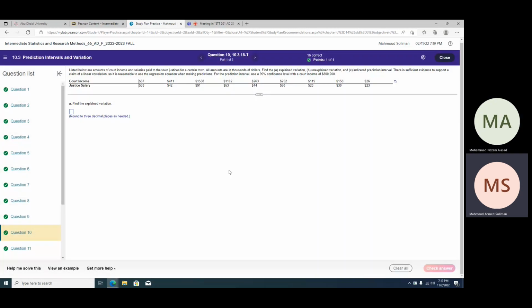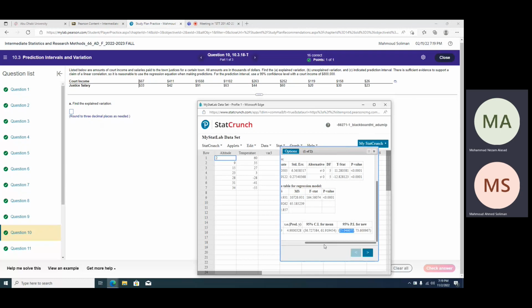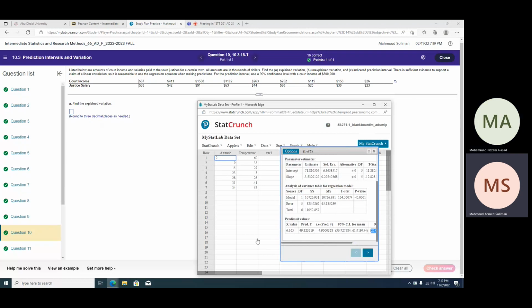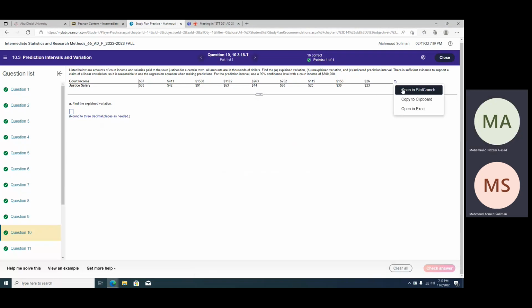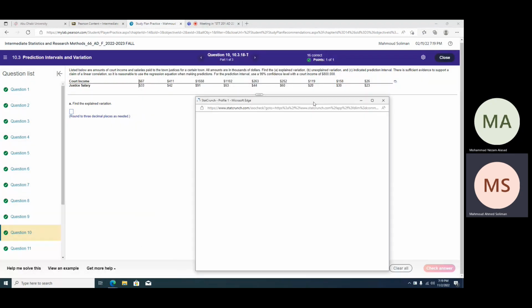Yes, for the unexplained variation, for explained we took the model. What did we take for unexplained? Error SS. Now we have another question, the same stuff. The Error SS, right? Yeah, error SS.